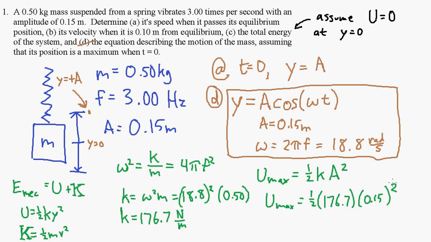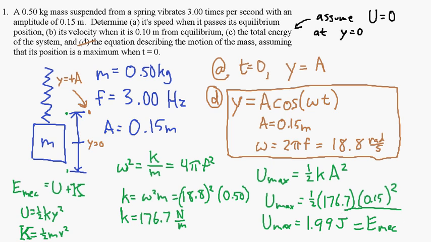So answer times 0.5 times 0.15 squared, and that looks all right to me. So U max, maximum potential energy, is almost 2 joules. It's 1.99 joules. And when U is at a maximum, that's here and here. At those points, kinetic energy is equal to 0. So that is going to be the total energy of the system.